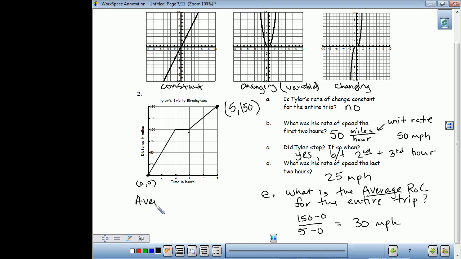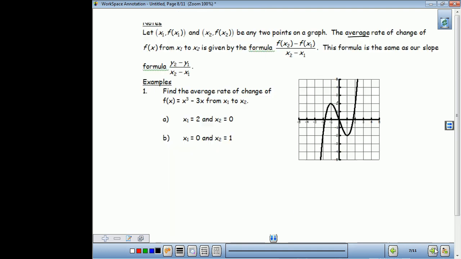Now, when I talk about average rate of change, obviously we're going to use average rate of change whenever our situation is not constant. Average rate of change. Okay, and I also kind of simplify this and call it AROC. AROC. Average rate of change. So when y'all see AROC, I'm talking about average rate of change.